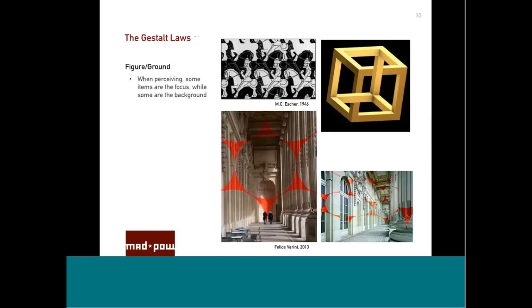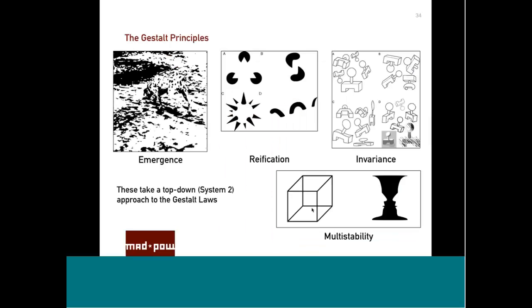And these laws are the bottom-up way of looking at it, looking at the perceptual variables and seeing how they come together in the mind's eye. The principles here are really the top-down way of looking at it. It's the way that our mind deals with all of these inputs.